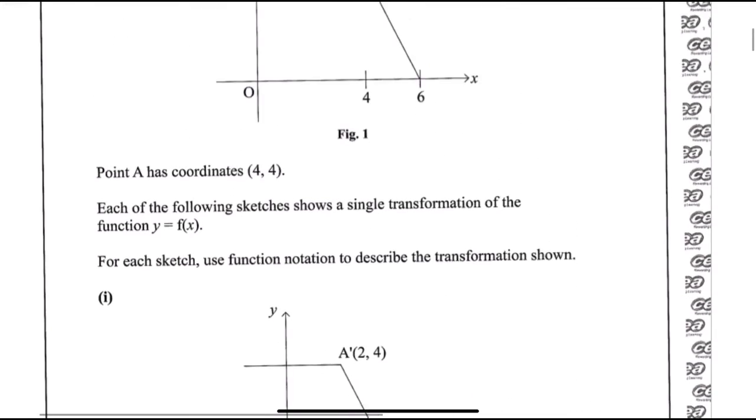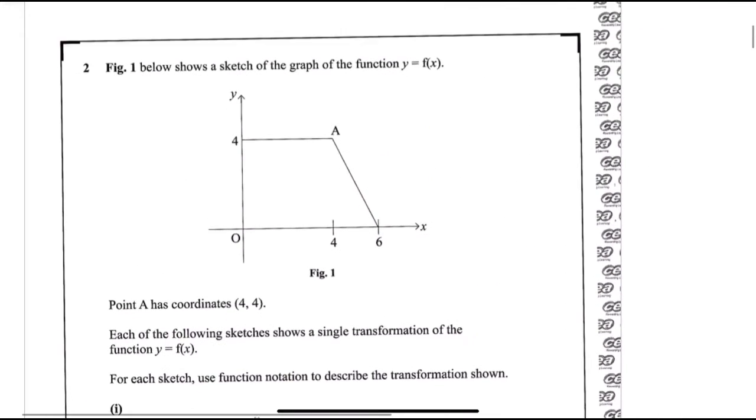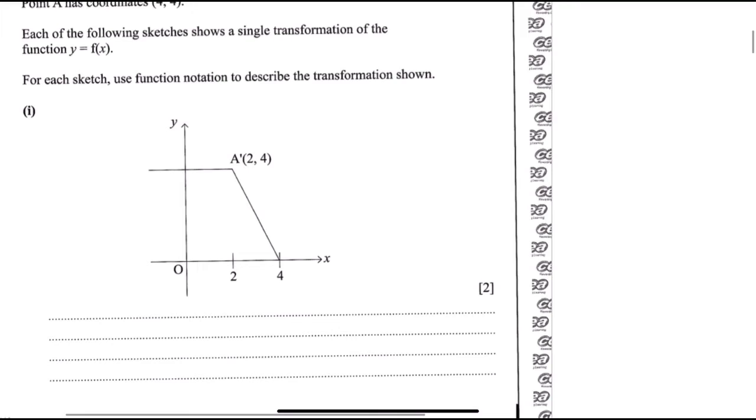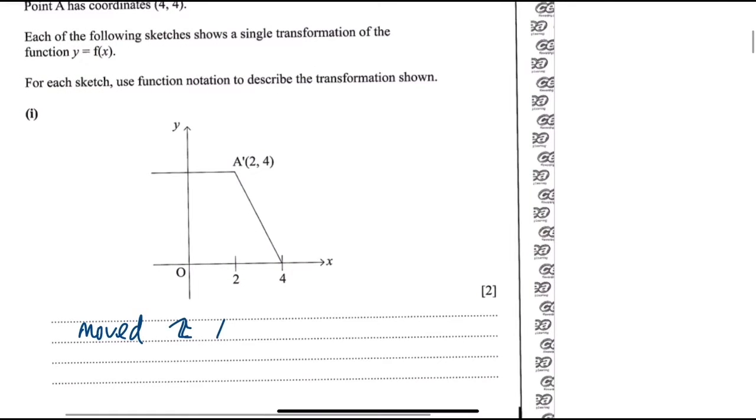Okay, right. So what has happened? This point here, A was 4, 4. Let's mark it on to make life easier. And you can see it has moved 2 units left. So that's going to be y is equal to f of, and if it's horizontal, it's inside the bracket. So it's x plus 2. That's what it's going to be.